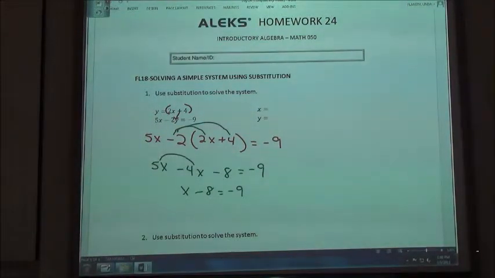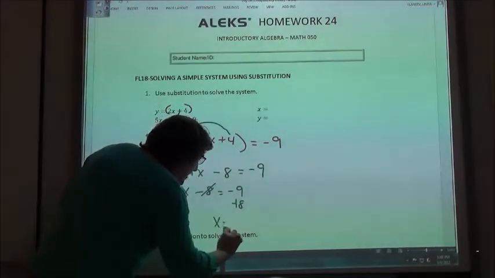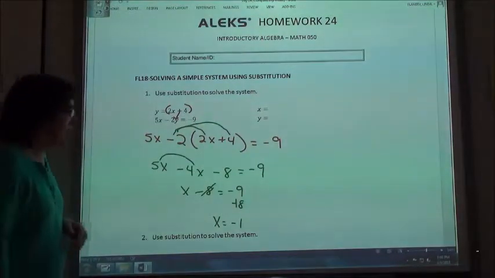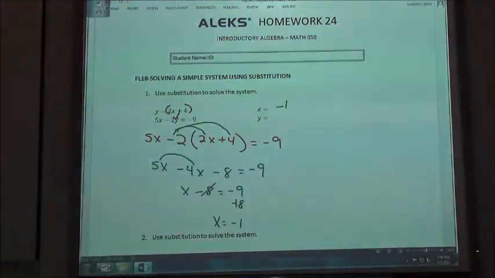And then in order to solve that for x, we've got to move our 8 to the other side. So we're going to add our 8. x equals negative 1. So there's going to be a box that says x equals and y equals. We know that x equals negative 1. We still need to find what the y value is.